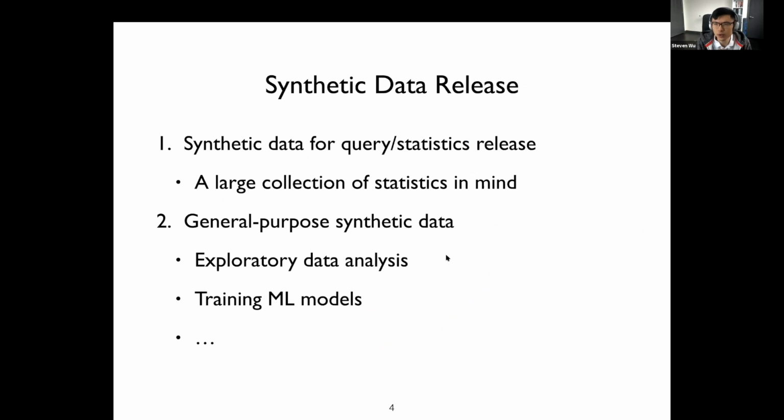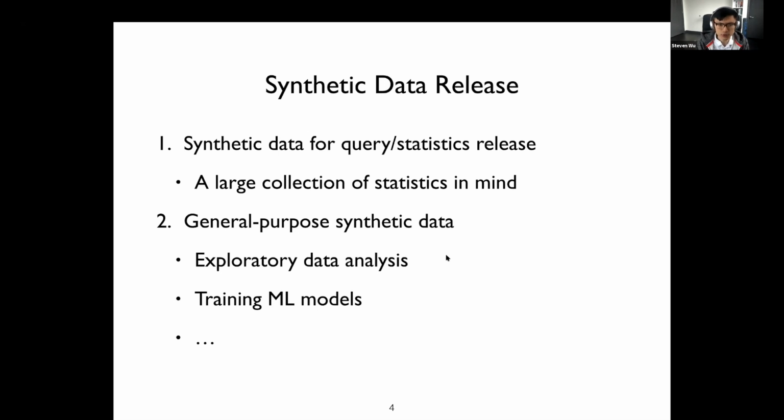You can roughly think about different types of synthetic data release, and I like to organize it around two regimes. Probably they're not mutually exclusive, but it helps me to organize my thoughts. The first type of synthetic data we usually try to provide is for some sort of query or statistic release. Oftentimes you can think about this regime as the data analyst or data scientist already having a large collection of statistics in mind. US Census can sort of fall under this category. They already have a target set of statistics they would like to release every year or every 10 years, and they would like to release it through some synthetic data.